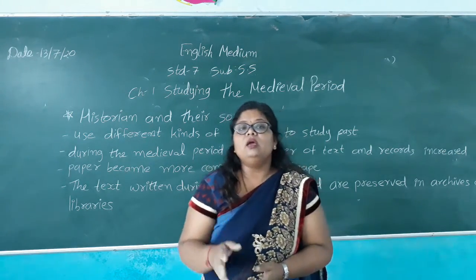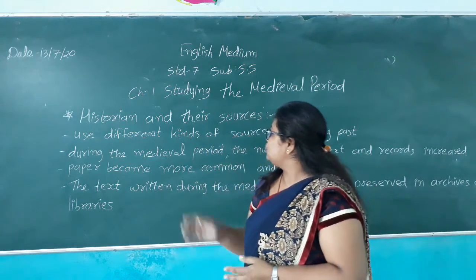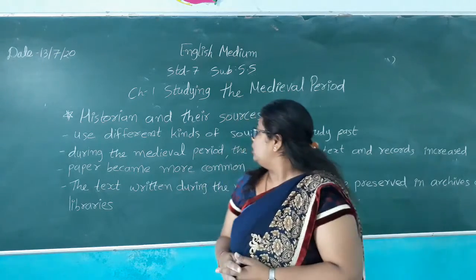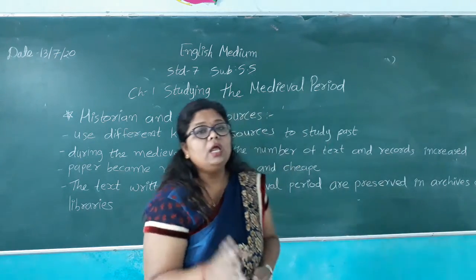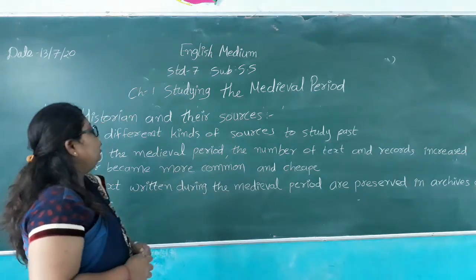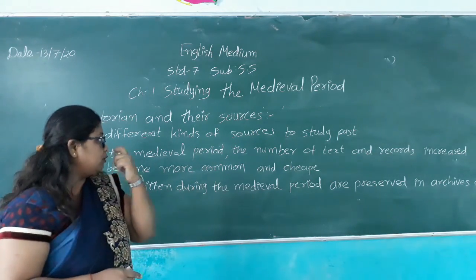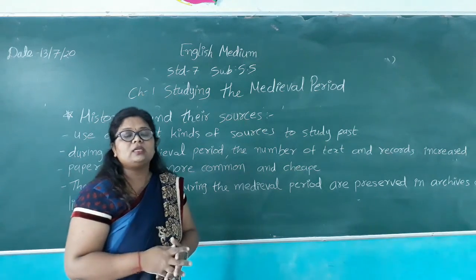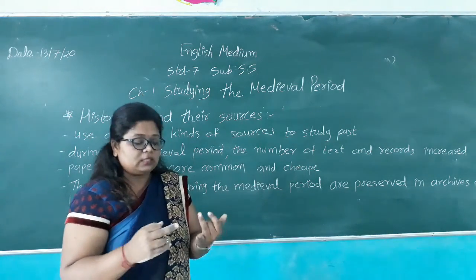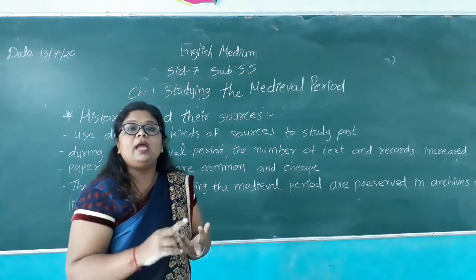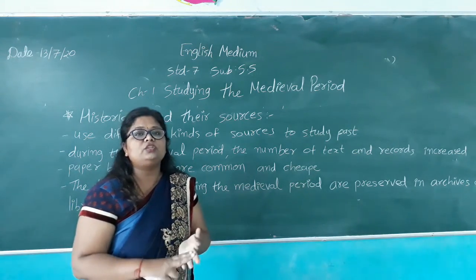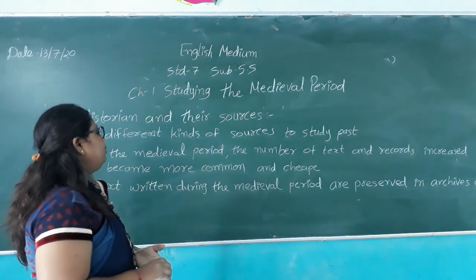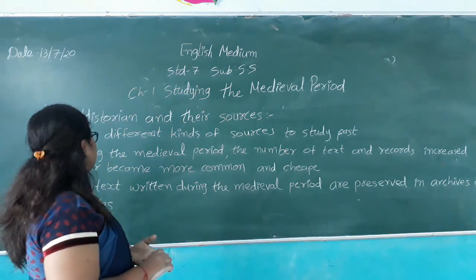Here we have another point: the historian and their sources. Historians use different kinds of sources to study the past, for example texts, documents and maps. During the medieval period, the number of texts and records increased.